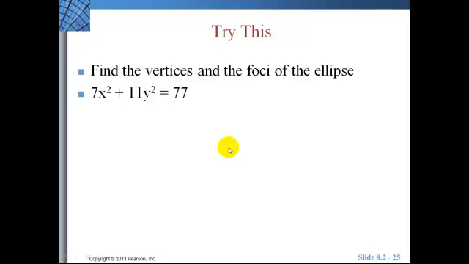Try this. Find the vertices and the foci of the ellipse 7x squared plus 7y squared is equal to 77. First thing you want to do is set it equal to 1, so divide through by 77. Pause the video and work this one out.